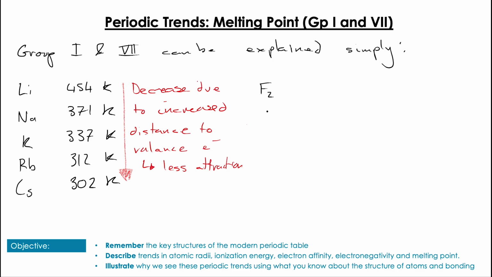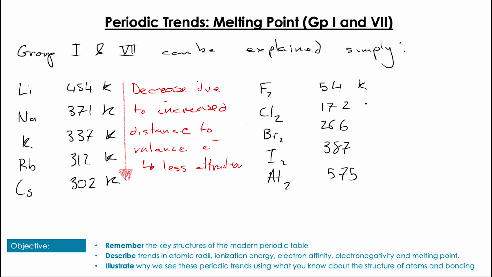In group 7, we see a trend. It's a different trend and for a different reason. Indeed, we see it increasing down the group. In fact, we see fluorine and chlorine as a gas at room temperature, and we see bromine as a liquid at room temperature and iodine as a solid at room temperature. So we see a steady increase in the melting point, and that is to do with our intermolecular forces that we covered in Unit 4.